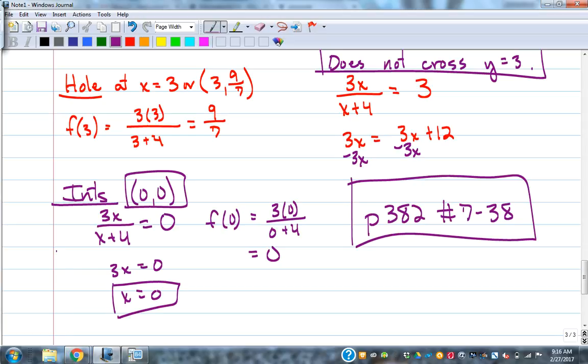All right, guys. Section 5-5, 7 through 38. A work day tomorrow over this stuff. This does take practice to get different scenarios, whether the hole exists, the graph crosses the asymptote, that sort of stuff. So it just takes some practice looking at various different problems. Most of it's a repeat from 5-4, but then you got the holes and the intercepts and then whether it crosses the asymptote or not. Okay.